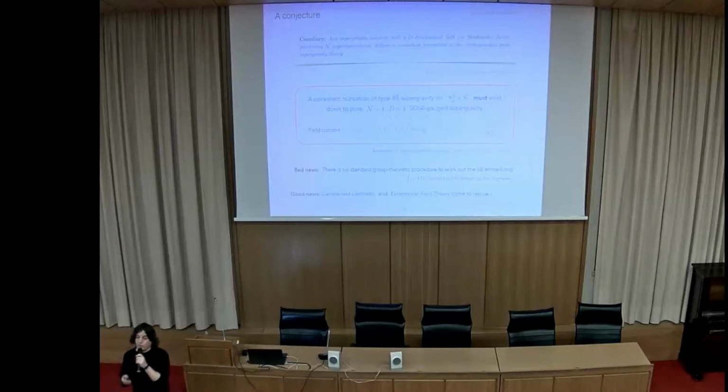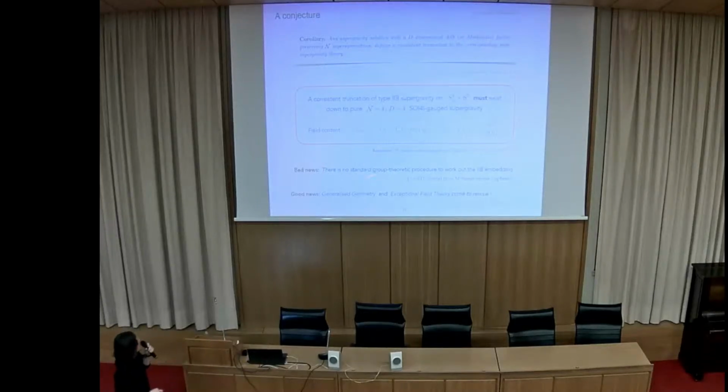So in the same way as there was a consistent truncation to 11D by Sveti, Liu, and Pope, there must exist a consistent truncation of type 2B supergravity on S1 cross S5. This is the answer to your question. Equivalently, the field content of N equals 4, D equals 4 must be embedded in type 2B in such a way that any solution of the 4-dimensional supergravity will have an uplift not only to 11D, but an alternative uplift to type 2B. Okay? So then we try to work out this uplift.